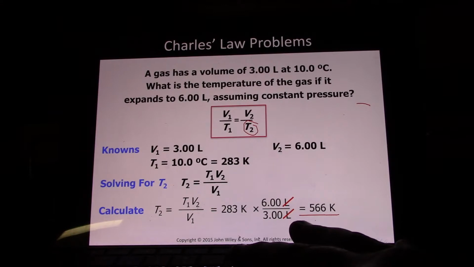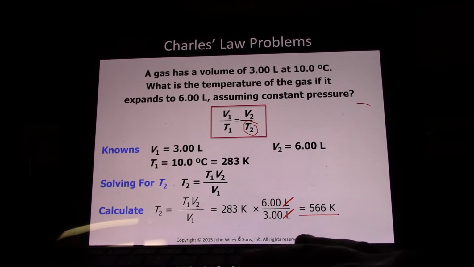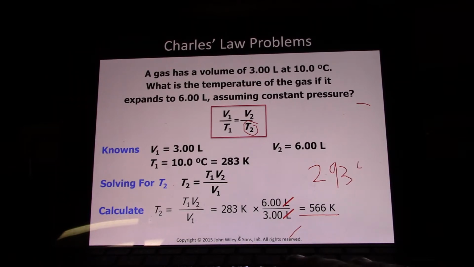And if we convert that back to Celsius, let's subtract 273. Let's take out a calculator and do that math. 566 minus 273, we get 293. So 293 Celsius is exactly twice the temperature of 10 Celsius. And again, that's why you can't use the Celsius scale, because it is not proportional to energy. So that's not intuitive in any way, shape, or form. You would never guess that.